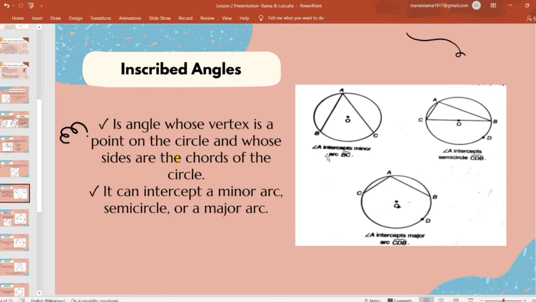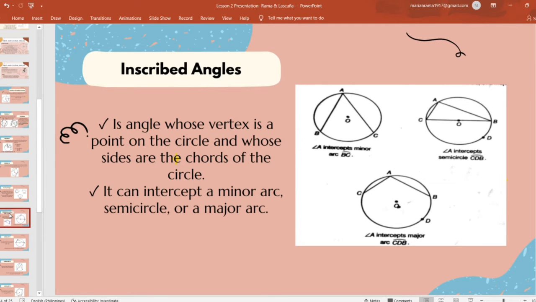In the next figure, we have here our angle A intercepts a semicircle, which is CDB. As you can see here, it's a semicircle, and our semicircle is equal to 180 degrees. Okay? And it can intercept a minor arc, a semicircle, or a major arc. Now for our third figure here, we have angle A intercepts major arc CDB. As you can see, it's greater than our semicircle. So it's greater than 180 degrees.